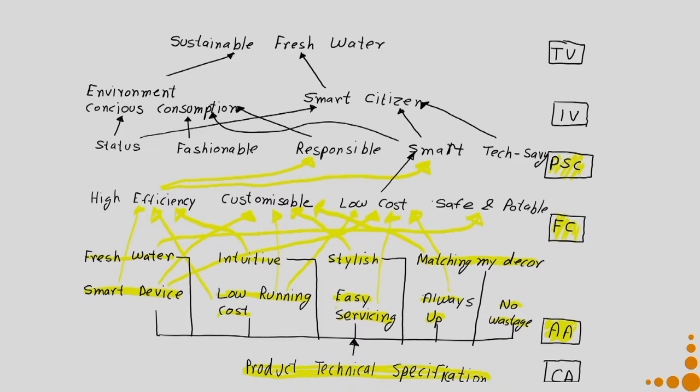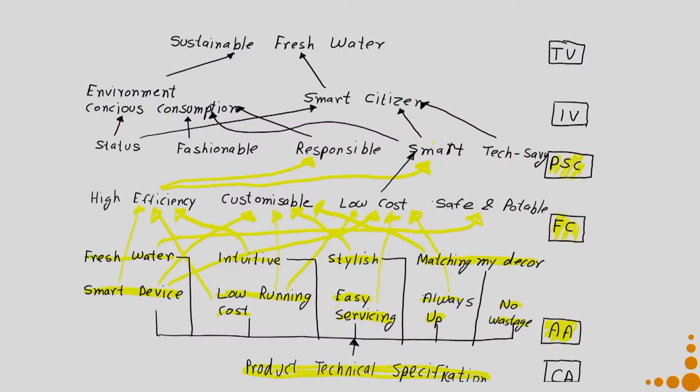No, it is not connected to status. Okay, I have connected my high efficiency to intuitiveness also. So which also can get connected to smart? It might also get connected to, so okay, not in this case to any other point. So then let's come to customizable. So you can see that each time you go to the next layer, you have to again go back to the entire chain and see whether the linkages could be created or not, or whether you need to add on new attributes, new consequences, or need to change the product specification itself.